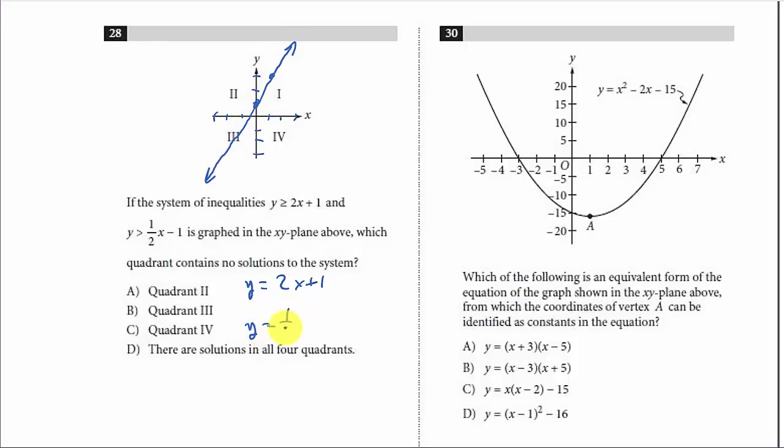And then let's graph y equals 1/2 x minus 1. So we've got a y-intercept of minus 1 and a slope of 1/2. So we go up 1 and over 2. And so that graph is going to look something like this. It's going to be a dashed line. And let's do it in a different color.